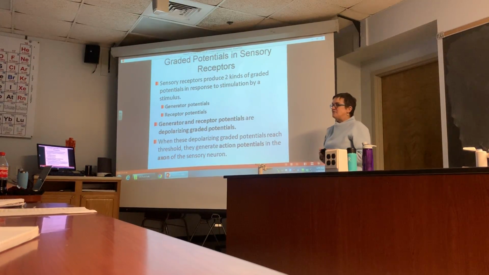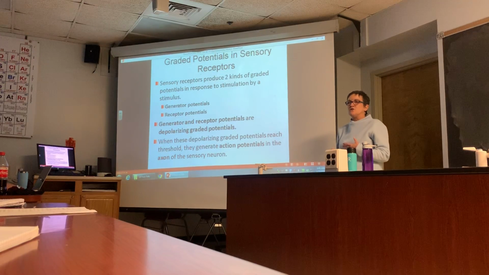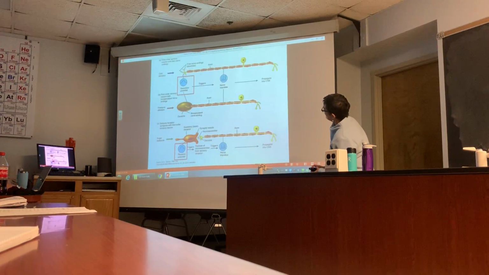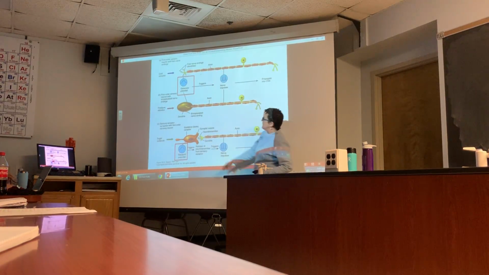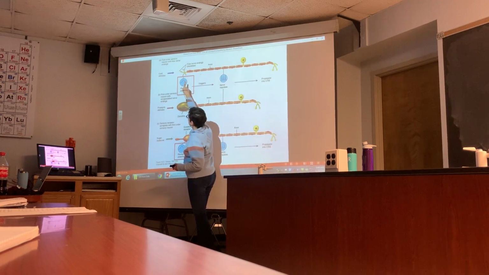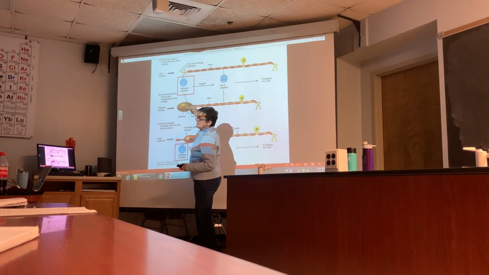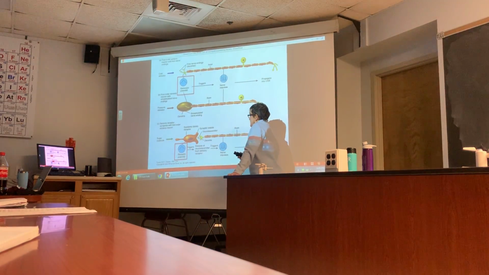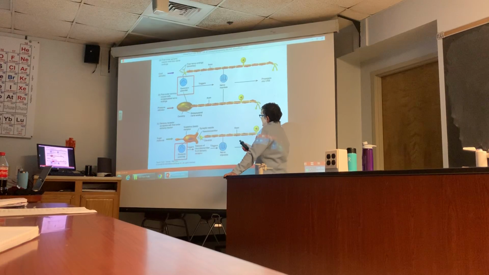If these depolarizing graded potentials reach threshold, then you'll get an action potential that'll be propagated down the axon of the sensory neuron. So let's start with, and I just put in a red box, the generator potential. Generator potentials are generated in the dendrites, either in the free nerve ending type dendrites or the encapsulated ones. Either one is going to generate a generator potential. And it's called that, and I'll show you why, because it directly generates an action potential if it reaches threshold.